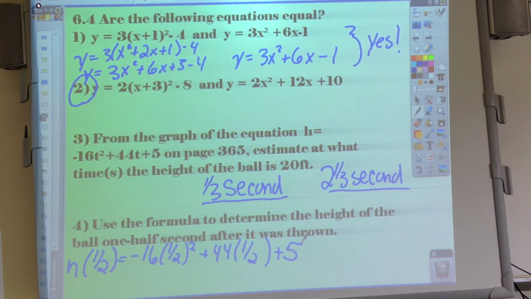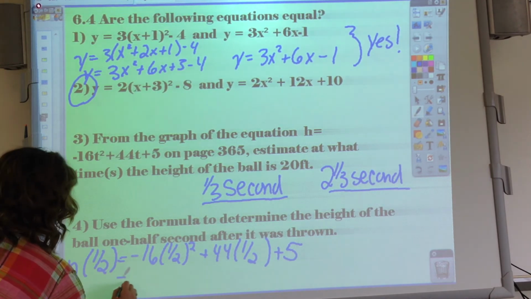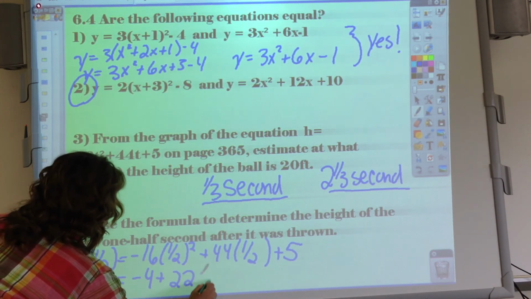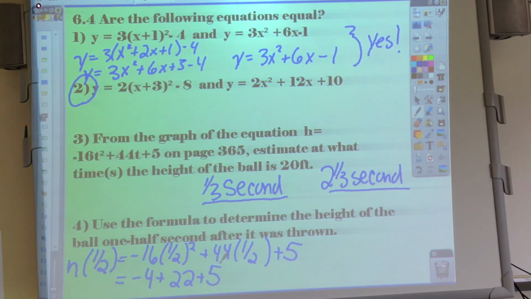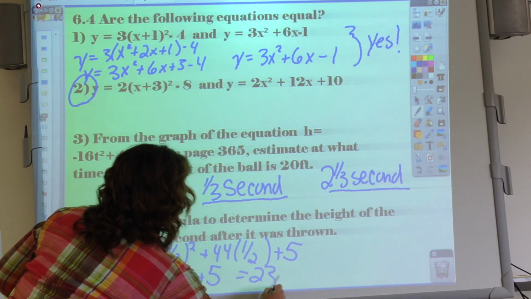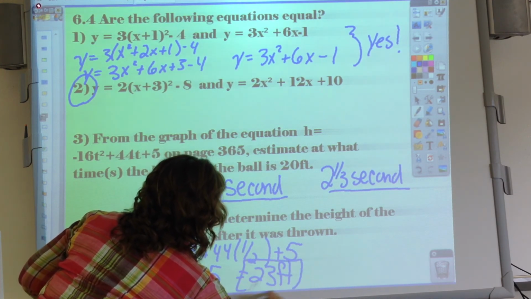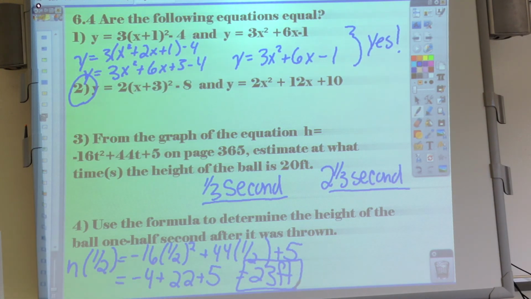When you square 1/2, you get 1/4. And 16 times 1/4 is 4. So this first term would be a negative 4. 1/2 times 44 is definitely 22 plus 5. So now I have 27 minus 4 would give me 23. And again, my units are feet. So after 1/2 second, I am 23 feet in the air. I'd like you to look at that graph on page 365 and just double check that that answer looks pretty close to the graph that you see on that page.